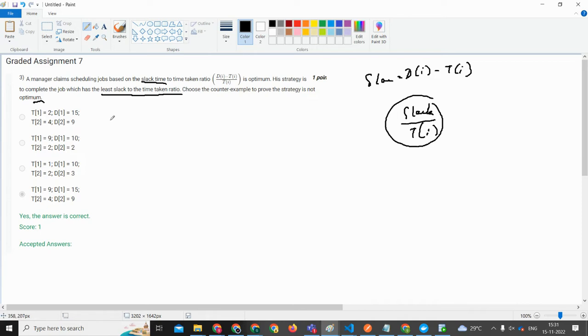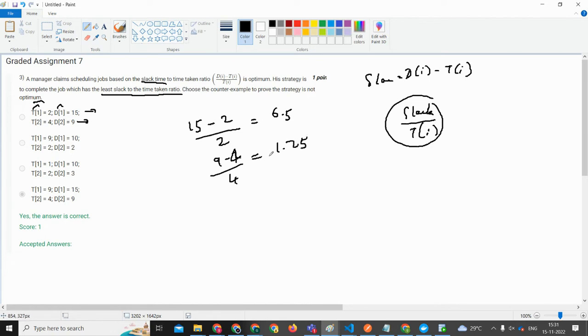Fine. So we are given D of I and T of I. This is the detail for the first job and second job. Let's take the first job. D of I is 15, 15 minus 2 divided by 2, which is going to be 6.5. And 9 minus 4 divided by 4 is 1.25.